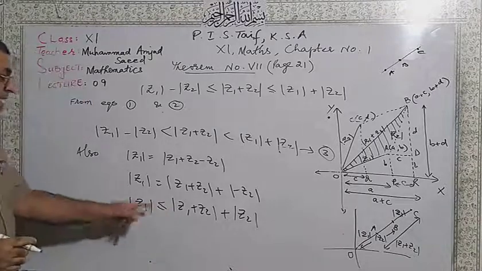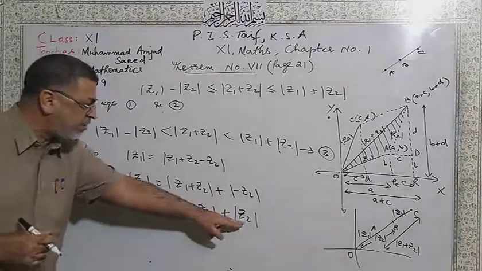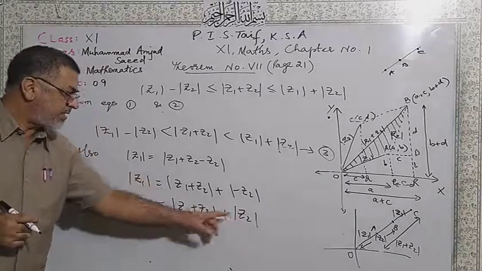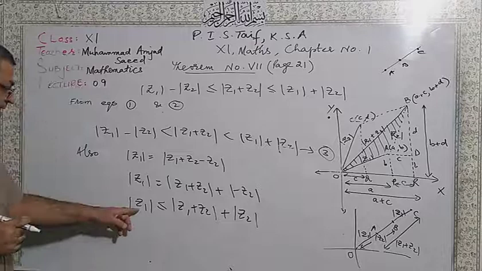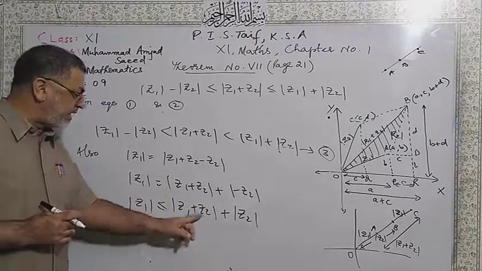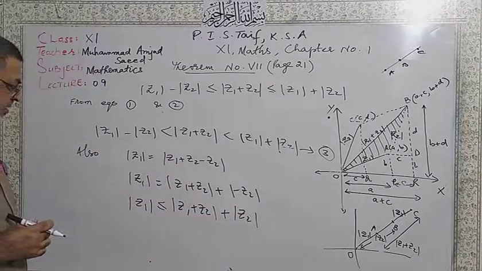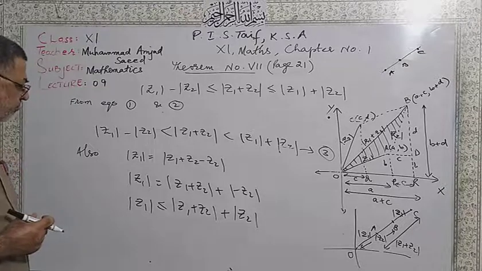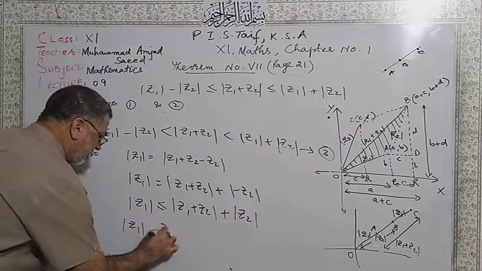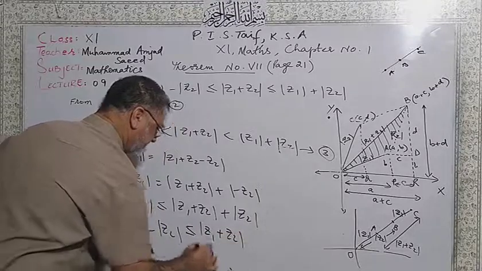This may be less than or equal to, because in case of less than or equal to, this is not to be cancelled out now. Less than, because these are positive terms. Definitely |Z1| is less than that one. And still the equal sign only prevails when Z2 is equal to 0, the complex number additive identity. So bring this |Z2| to the left hand side: |Z1| minus |Z2| is less than or equal to |Z1 + Z2|.